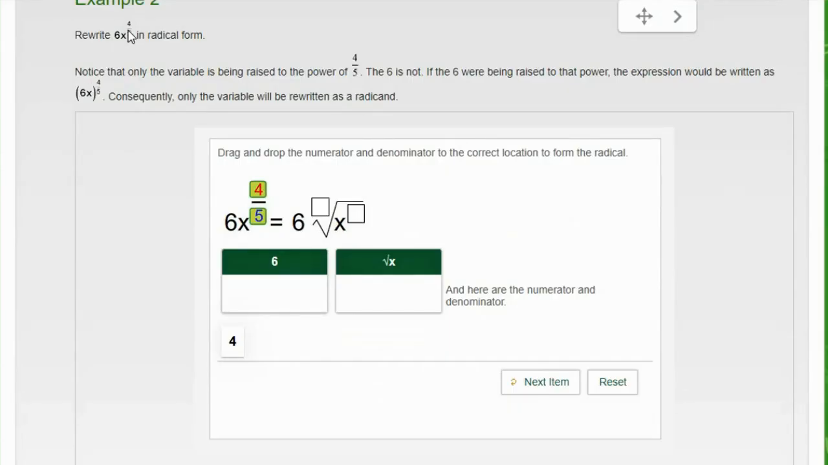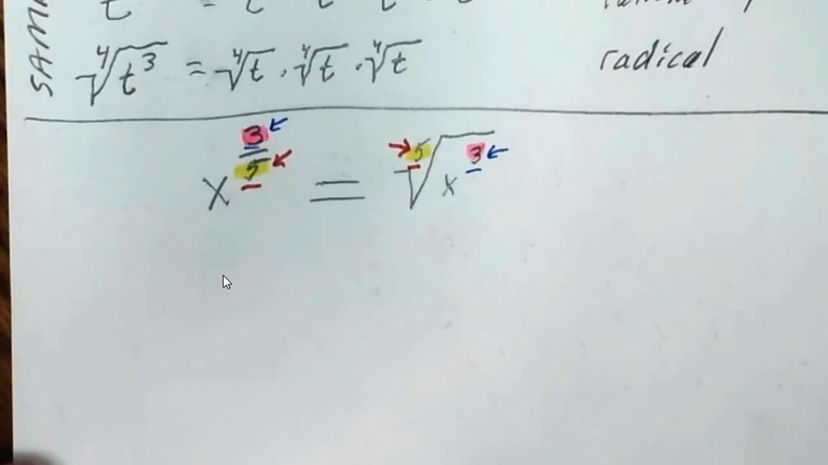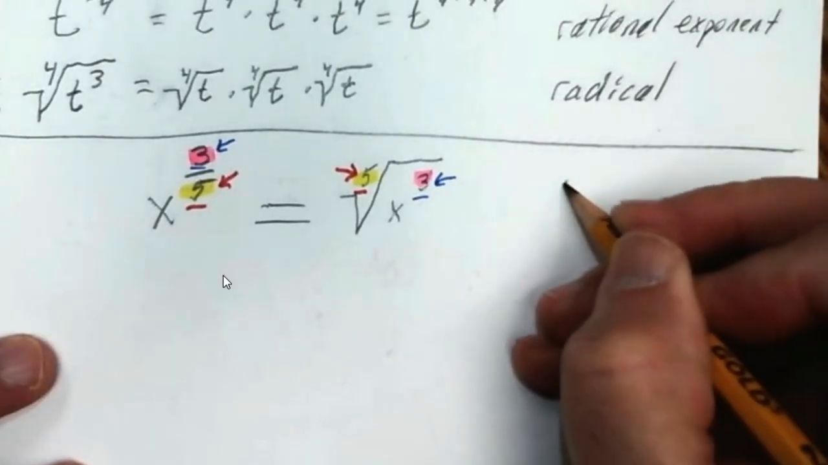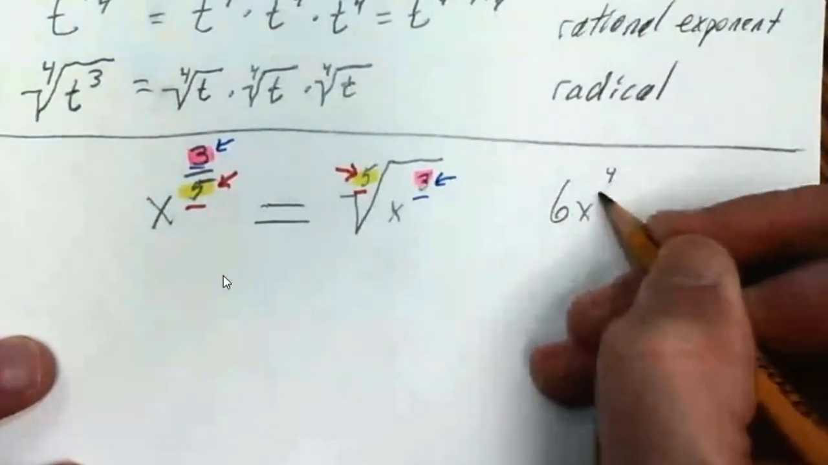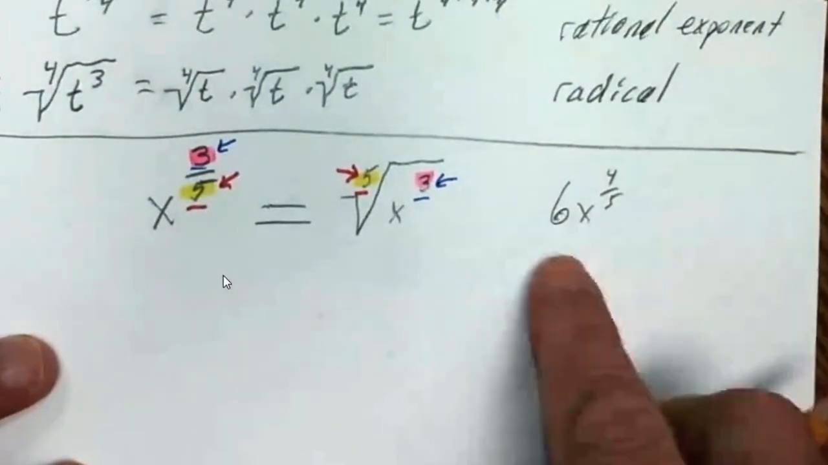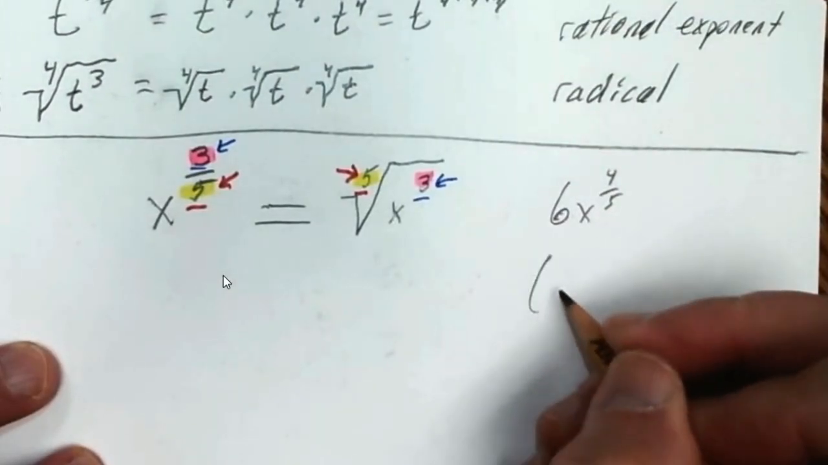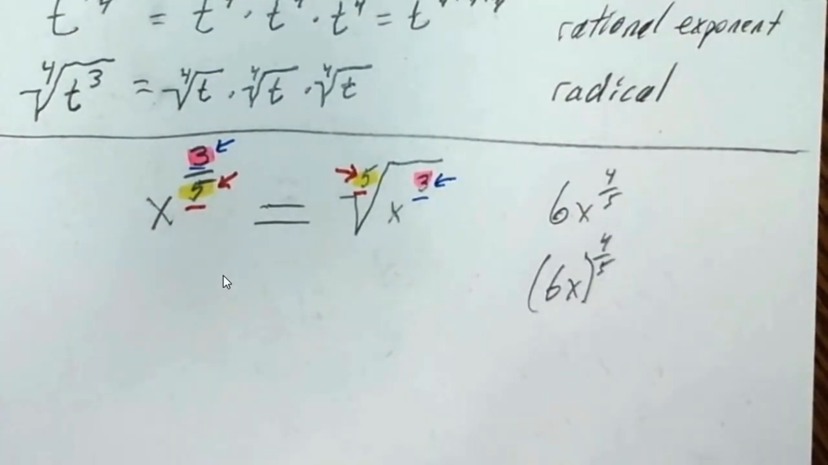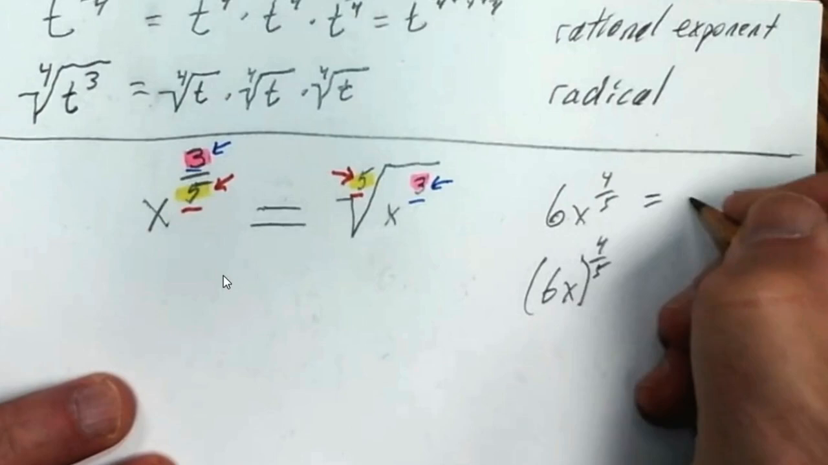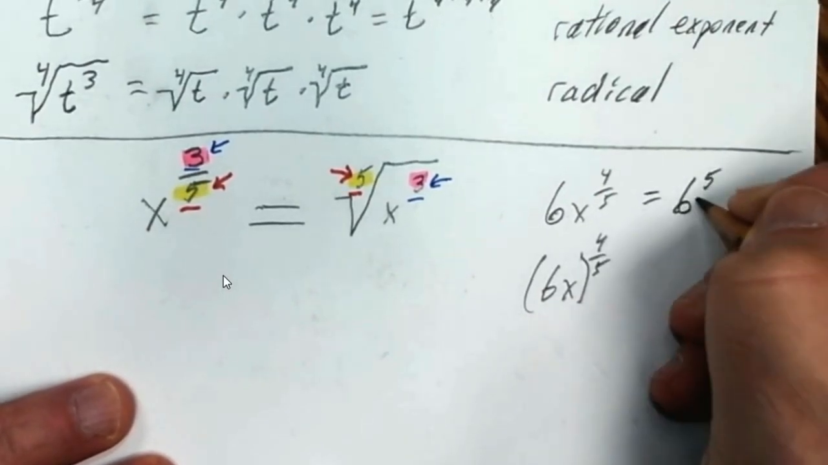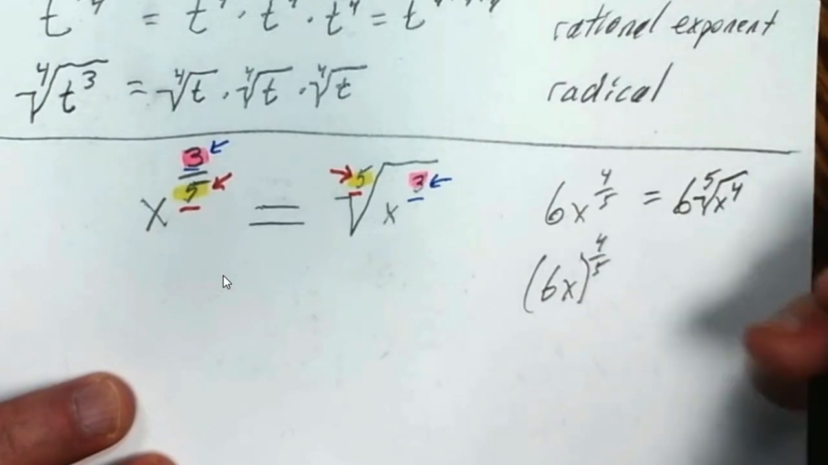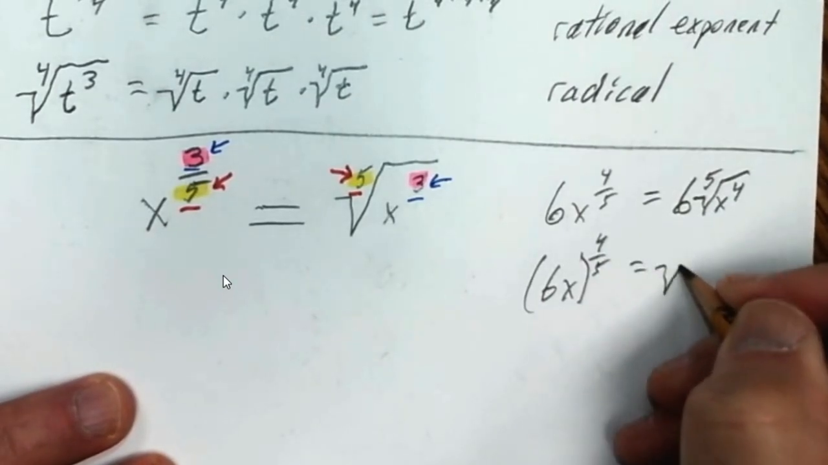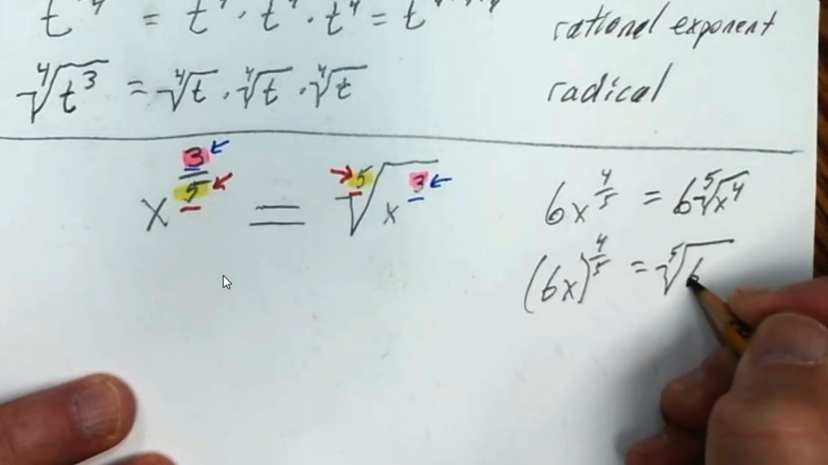Rewrite 6x to the 4/5. Okay, this gets a little tricky because the 6x, let's talk about that real quick. 6x to the 4/5 is different than this. This one would be 6 times the 5th root of x to the 4th. This would be the 5th root of 6x to the 4th.